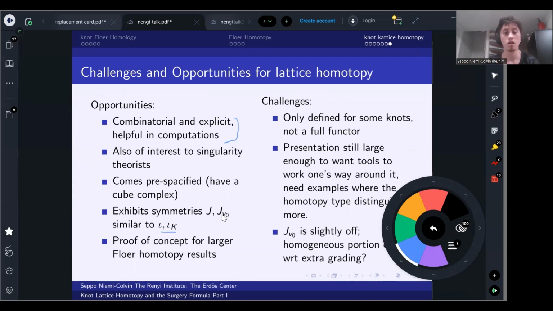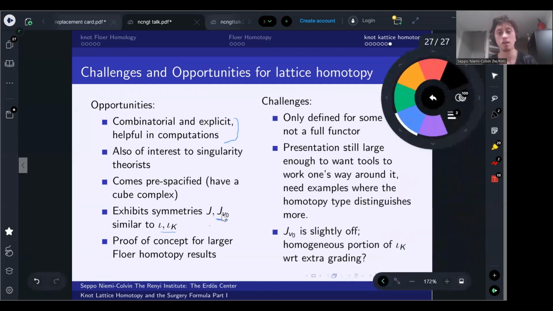I'll take a moment to jump to that part of the challenges and note that the part that is similar to the knot involution behaves similarly in some respects, but is still slightly off. In particular, it is an actual involution. One of my conjectures is that this is a homogeneous portion of the knot involution with respect to an extra grading that helps. That extra piece of data is not going to be graded with respect to this extra grading that lattice has.